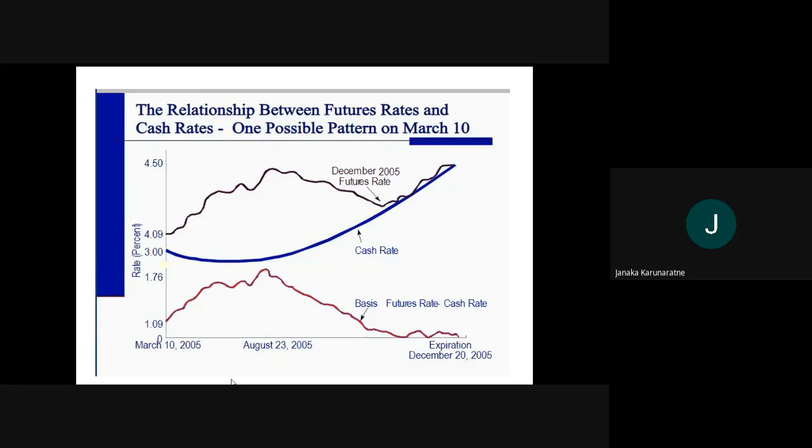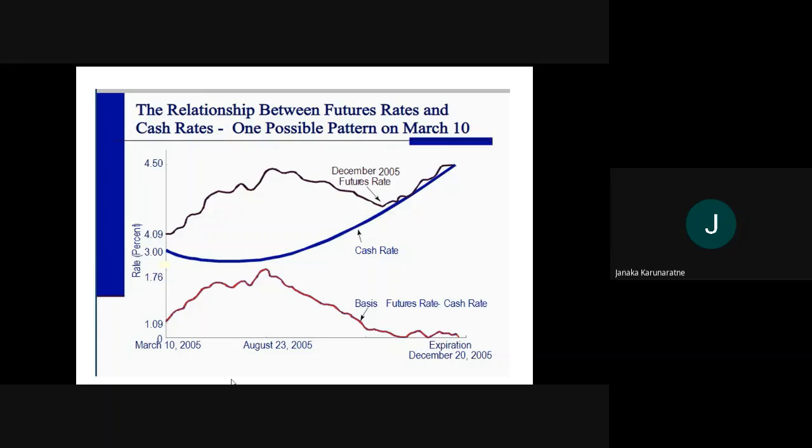Towards the latter part means that towards the expiration date, the futures rate reaches close to the cash rate. Then the bottom part of the graph shows the basis. Basis is futures rate minus cash rate. At the beginning of the contract, the basis is around 1.09. It goes as high as 1.76 towards August, and then gradually comes down.